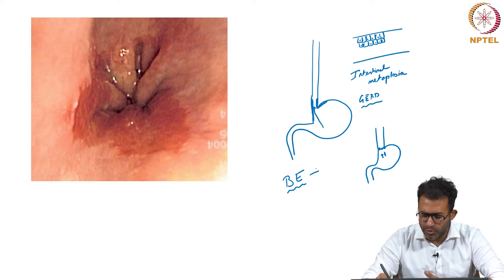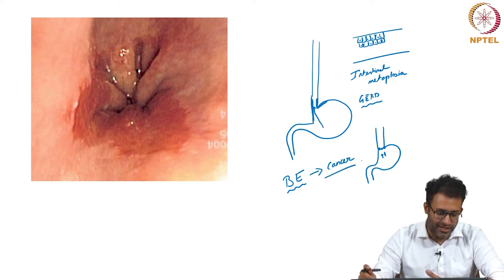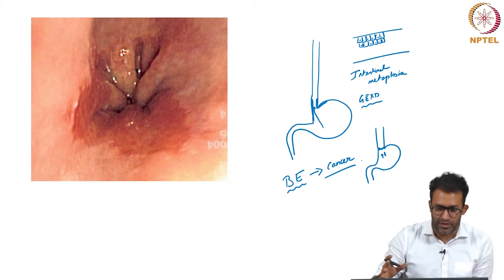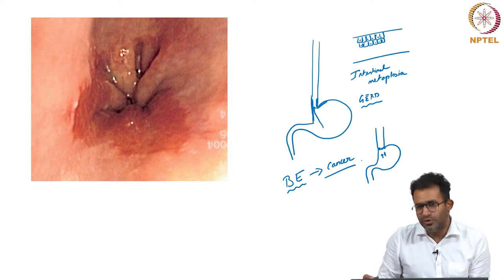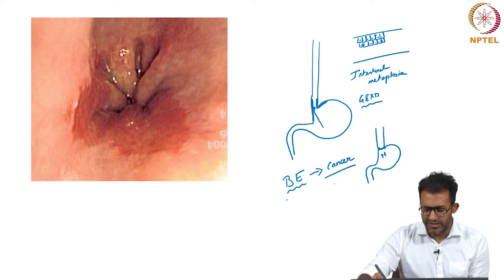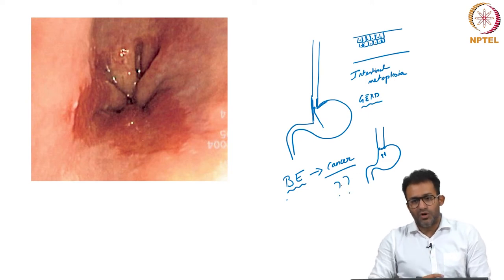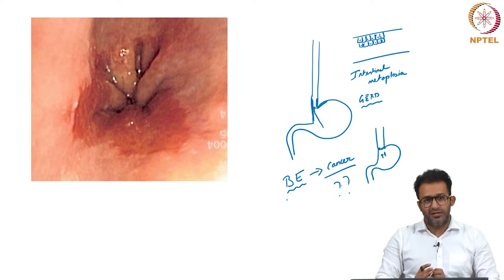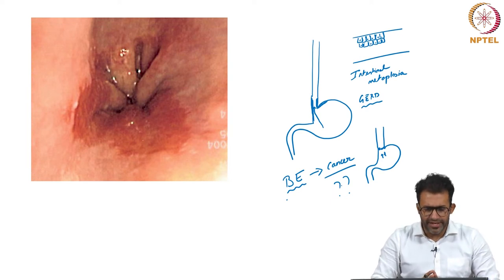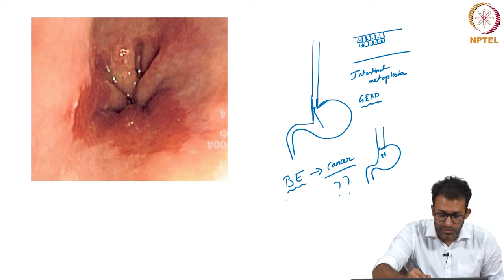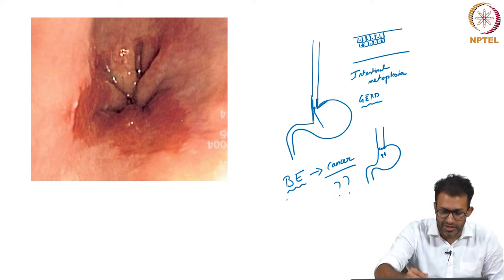This BE can progress into cancer. The variety of cancer is way beyond the scope of this particular discussion. So how do you know whether it's Barrett's esophagus or whether it's cancer? You look at this particular image. How do I know which part of the intestine could be cancer? So the cancer could be over here. It grows as a small thing. It could be over here, it could be over here, it could be over here.